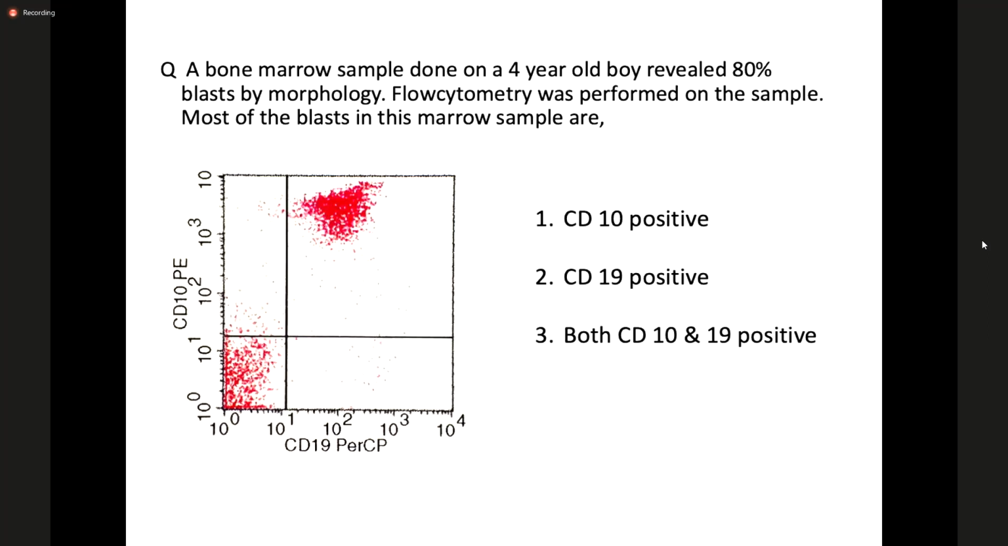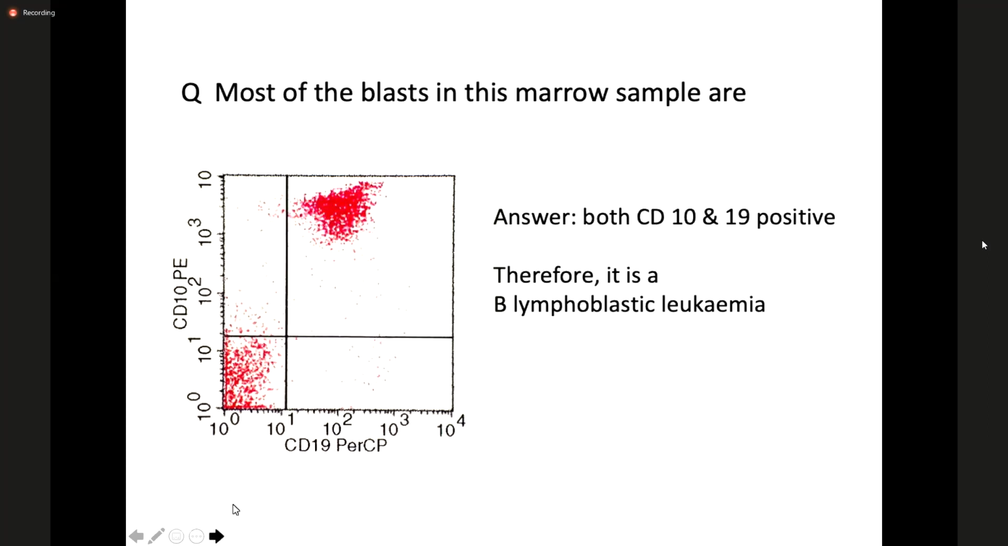Can someone tell me the answer? Both CD10 and 19 positive. Yeah, so because in this group of cells, it's both 19 and 10 positive. So the answer is both CD10 and 19 positive.